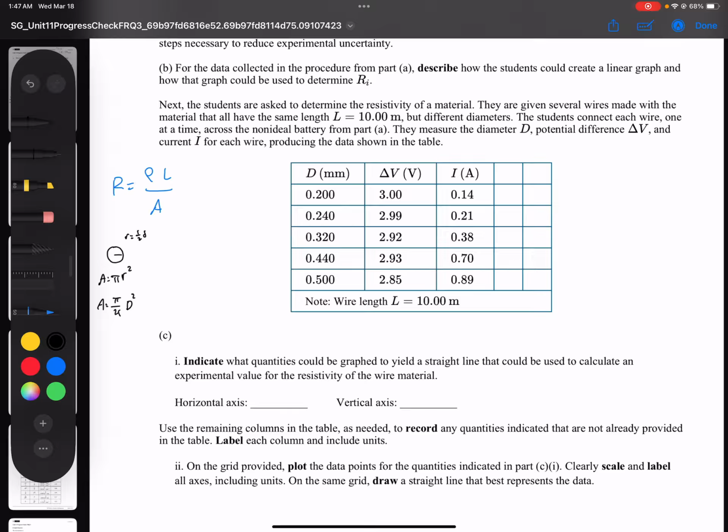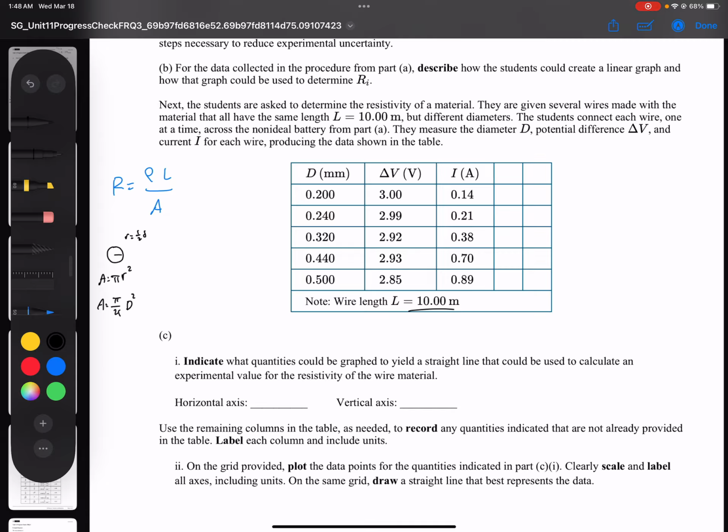I know the length's going to stay the same. That's constant. It has to be 10 meters. The resistivity is going to be the same because it's all the same material. They're made of the same material. And the only thing that's going to be different is the resistances, right? And the way we're going to get the resistances is not by measuring it directly with an ohm meter. We're going to use an ammeter and a voltmeter to determine what the resistances are.